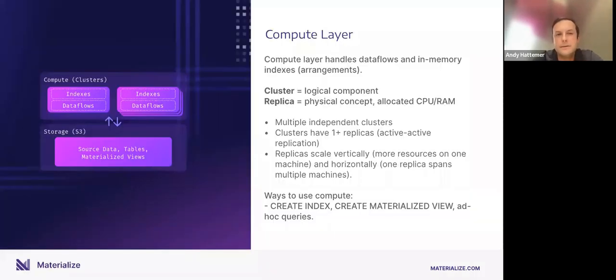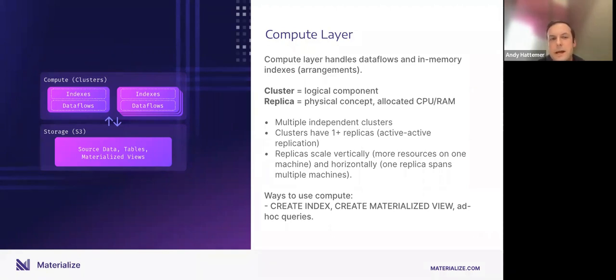The compute layer handles data flows and in-memory indexes, which in our world are called arrangements. And there are two important concepts here. Clusters are logical components, which are purely a way to group and isolate the work. And replicas are their physical counterpart. And this is where the resources are actually allocated to do the data flow computation and maintain the indexes.